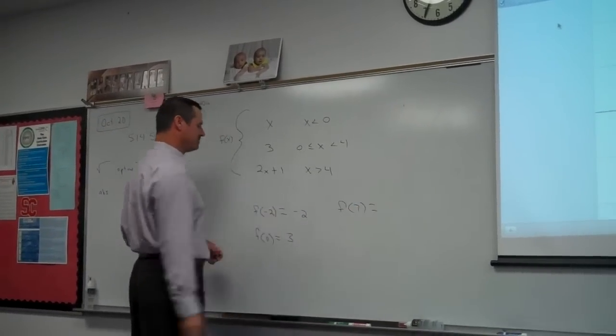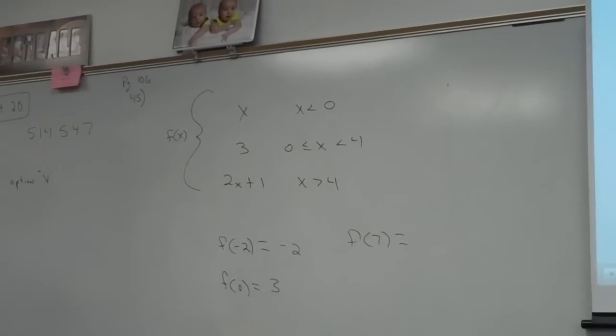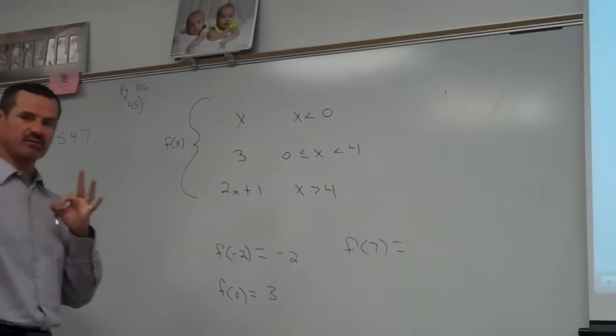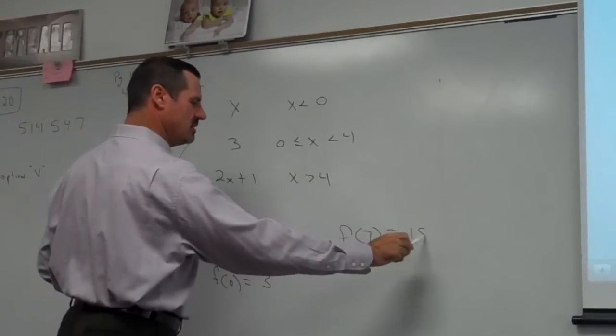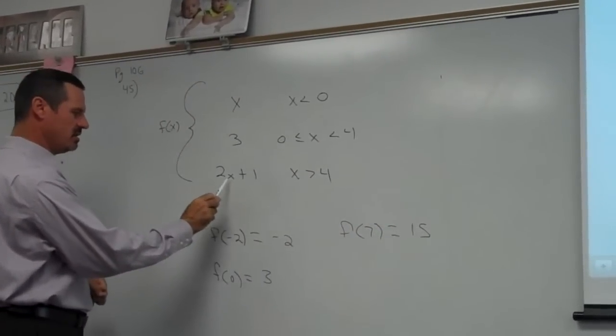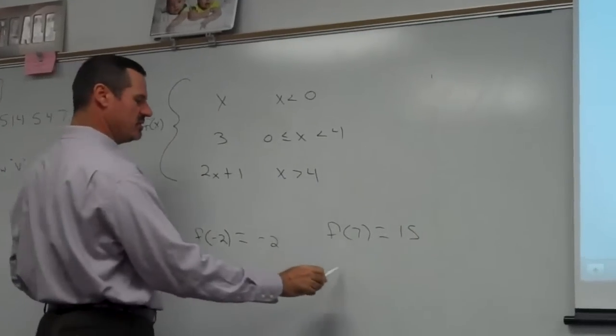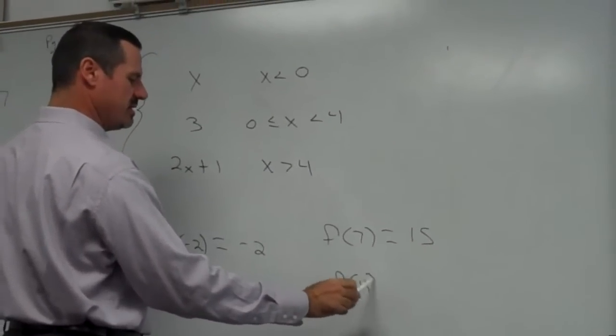What's f of 7? The third one, 15. Definitely the third one. So you put it in here. 2 times 7 is 14 plus 1 is 15. Okay, let me give you another tough one. I think it is anyway.